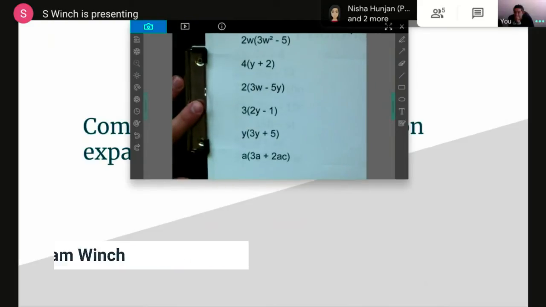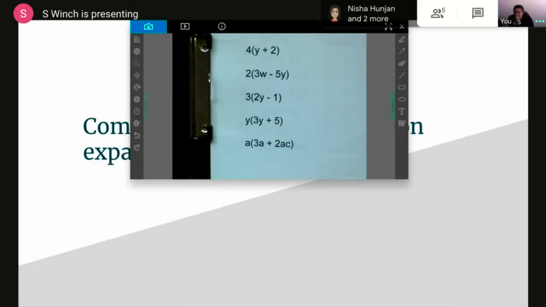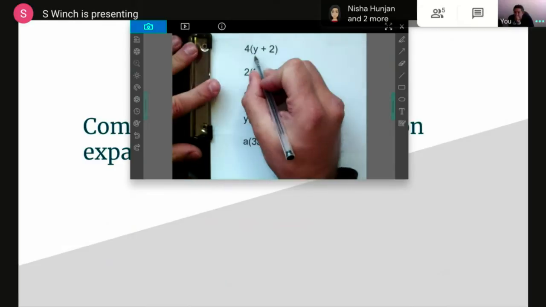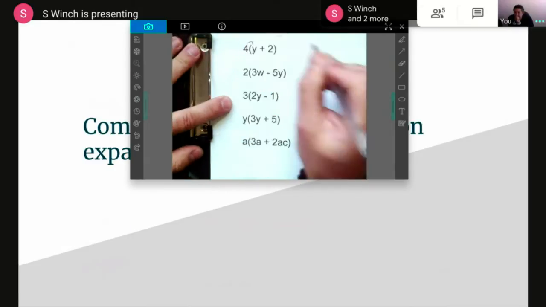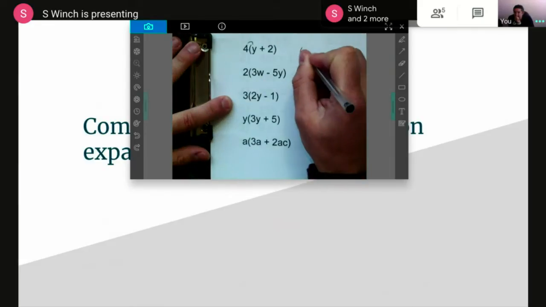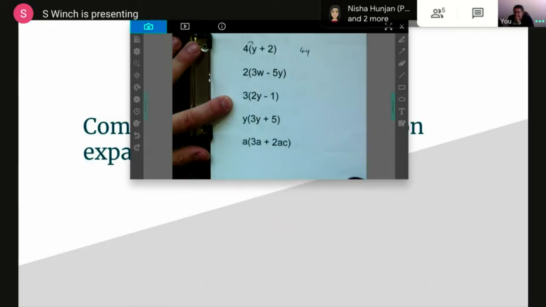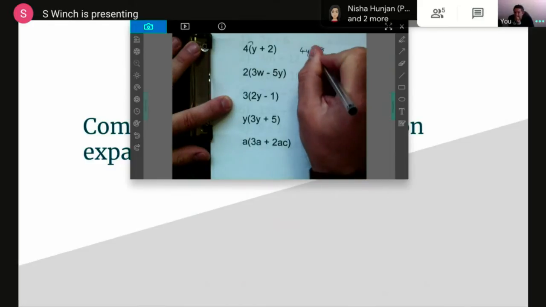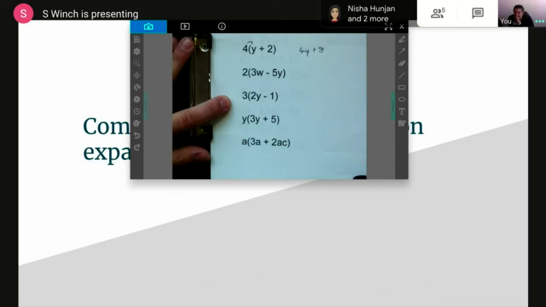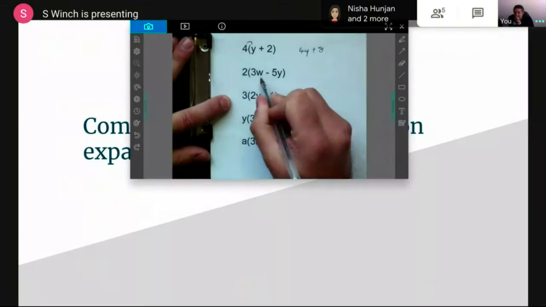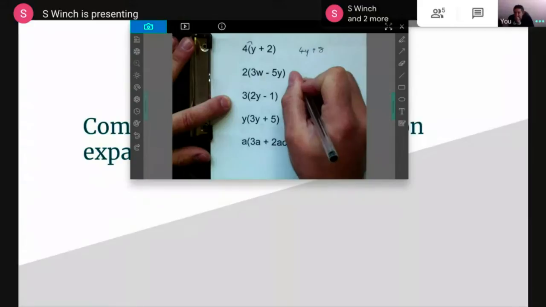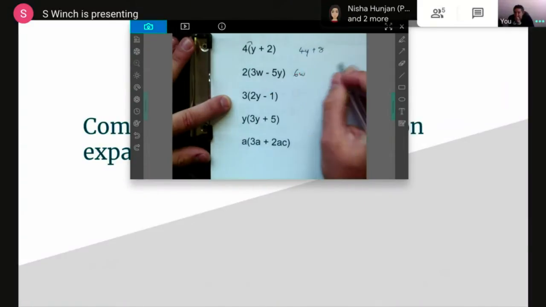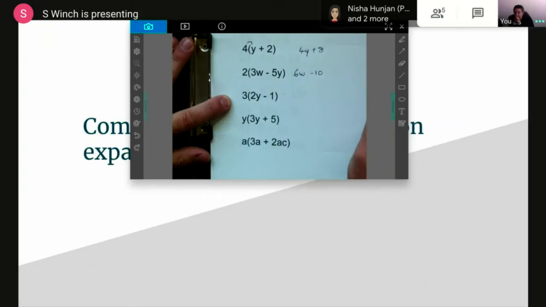I'll tell you what, we'll come back to the top one in a second. 4 times y. So we're going to do 4 times y first, which gives obviously 4y. And then plus 2. 4 times plus 2 is, well, 4 times 2 is 8. And then we're taking the plus sign with us to make 4y + 8. Okay, next one we're going to do 2 times 3w. Well, we know 2 times 3 is 6, and we take the w. And then it's 2 times 5 is 10, and we're going to take the subtraction sign with us as well. And don't forget the y.